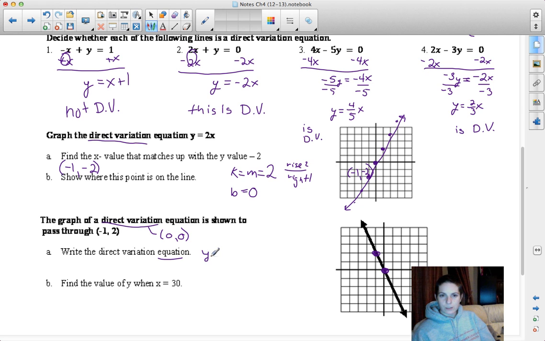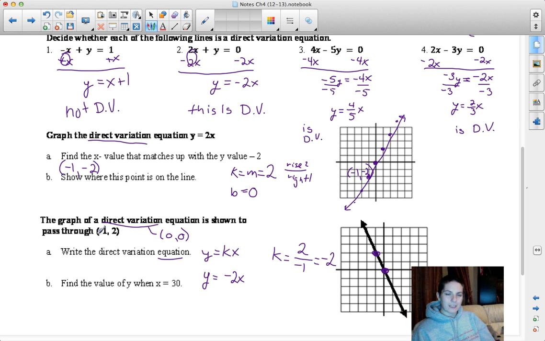Remember, that means they want you to give y equals kx. You got to find k first. Remember, to find k, we can apply the slope formula, but since our second point is 0, 0, we can cheat a little bit. Change in y over change in x. So we end up with a k value of negative 2. So our equation is just y equals negative 2x.